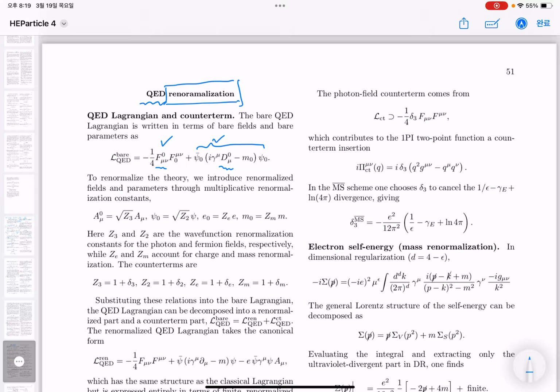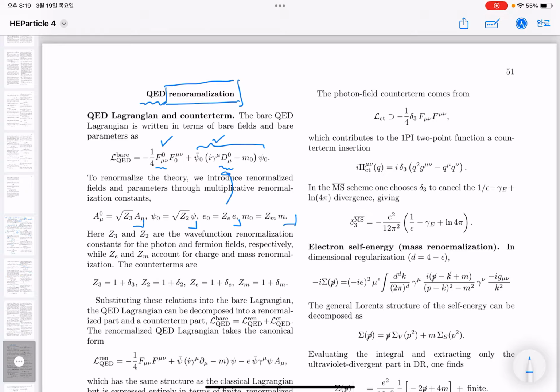And we want to make the renormalization for this QED. So all the fields and the coupling and mass are renormalized. So the gauge field is renormalized, and the spinor field, the electric charge, which corresponds to the coupling inserted in the covariant derivative, and the mass term. Here the Z's represent the renormalization constants, like Z3 and Z2 for the wave functions, Z_e for the electric charge, and Z_m for the mass.